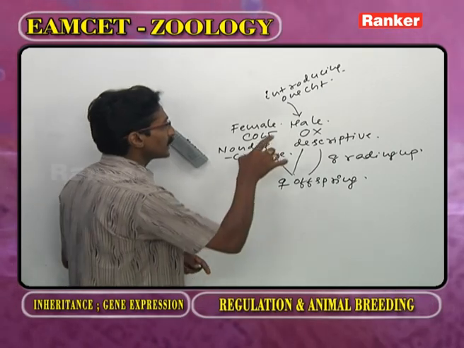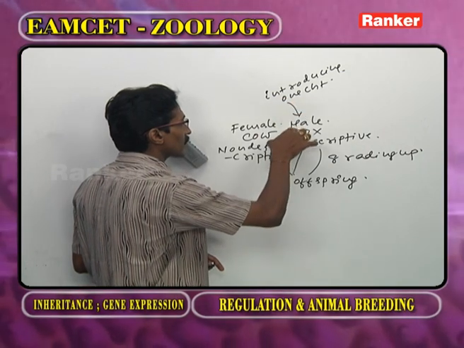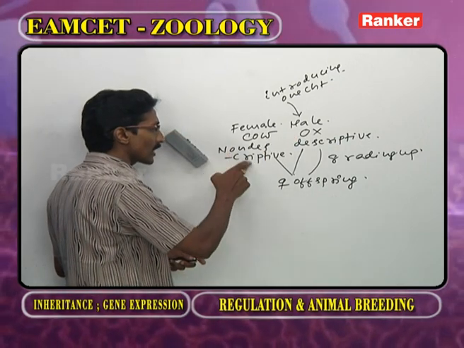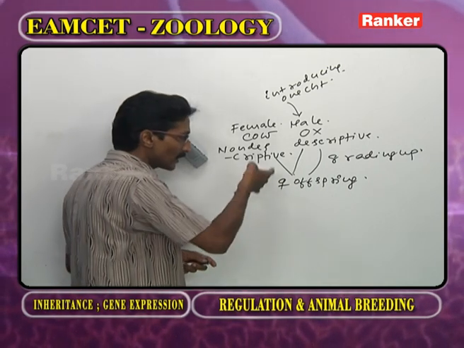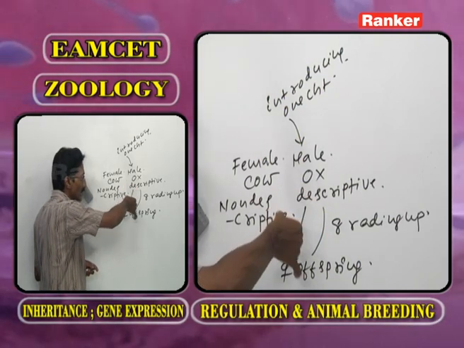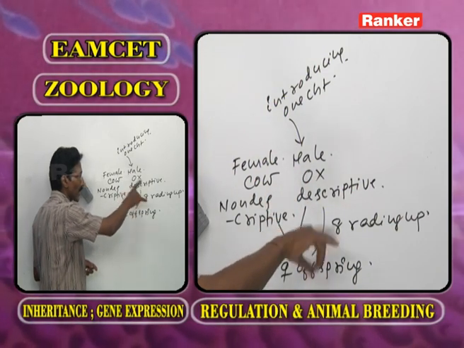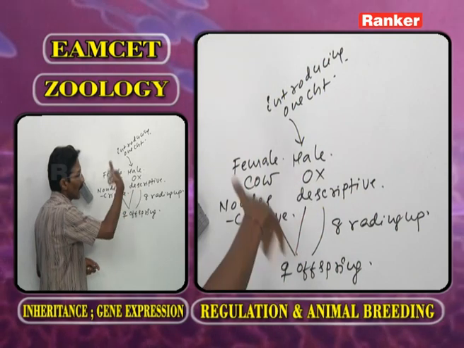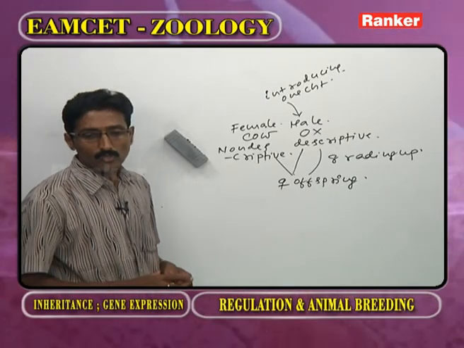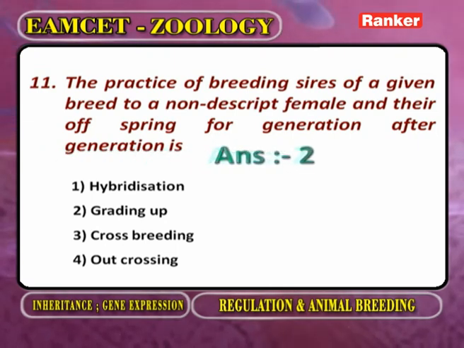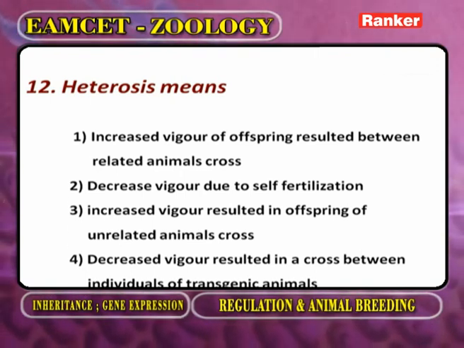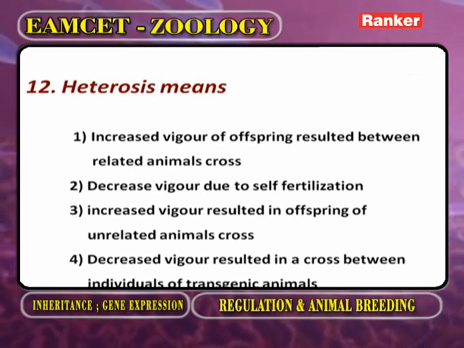Students, again repeating, this is the male animal. We are introducing one character. Now the male is said to be descriptive. This descriptive male crossed with the non-descriptive female, we are getting the female offspring. Now generation after generation, we cross the female offspring with the descriptive male. That we call grading up or upgrading. So after a few generations, the quality of the introduced character increases. Now you observe the answer. Now the next question. Heterosis means. What is meant by heterosis?